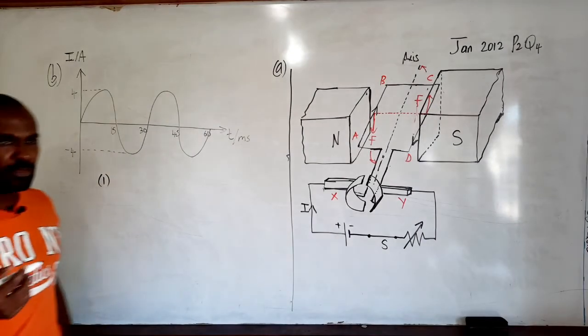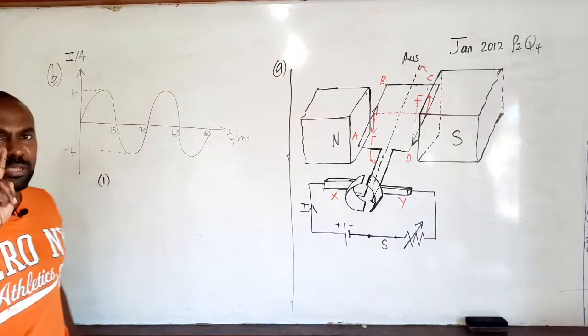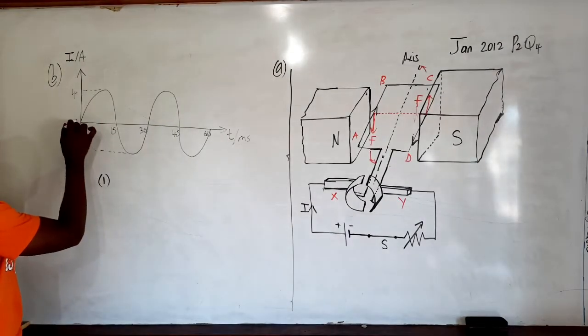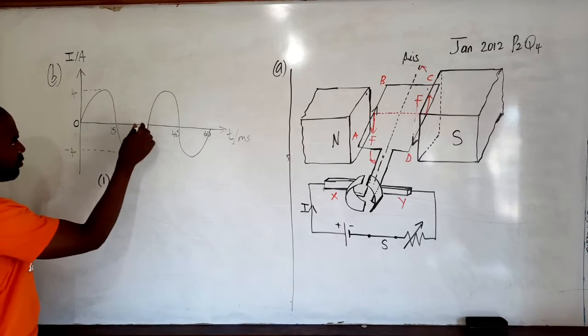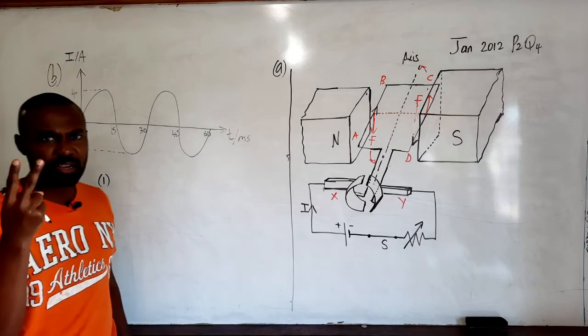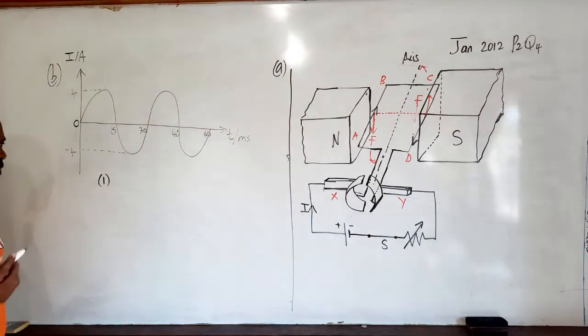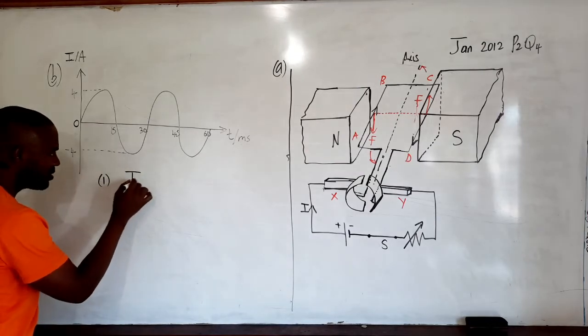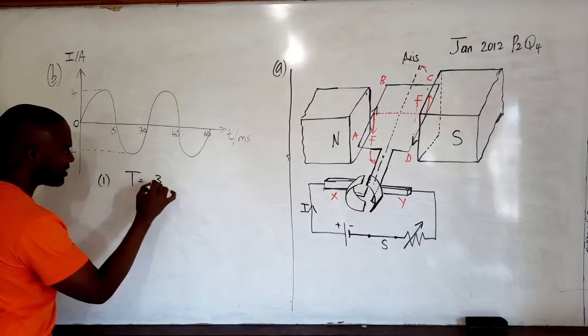By definition, the period is the time taken to complete one cycle. So one cycle, of course, would be from here. Let's call this point O. So this is the one cycle. From here to here, that's one cycle. And from here to here, that's another cycle. So the entire graph basically shows two cycles. So the period is the time taken to complete one cycle, and therefore, the period T would be equal to 30 milliseconds.